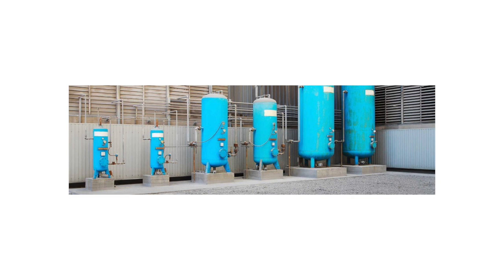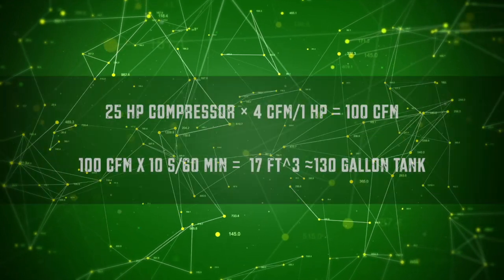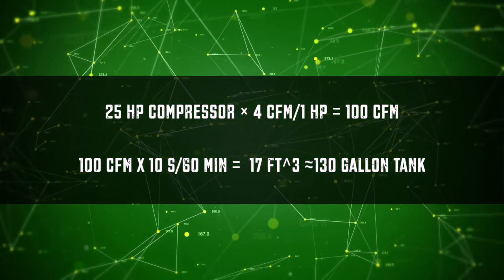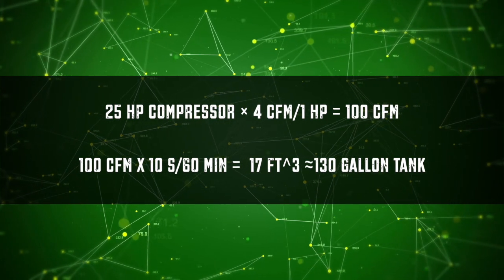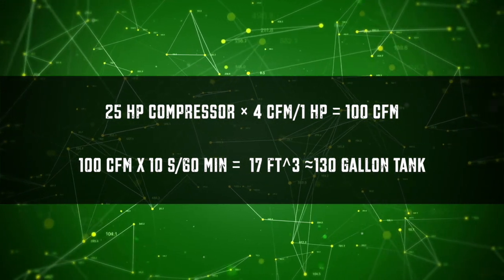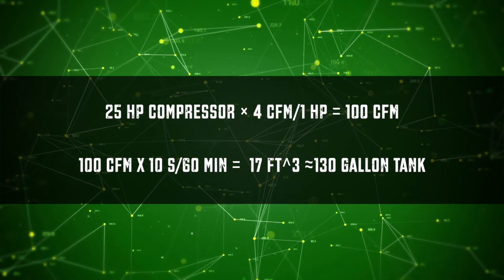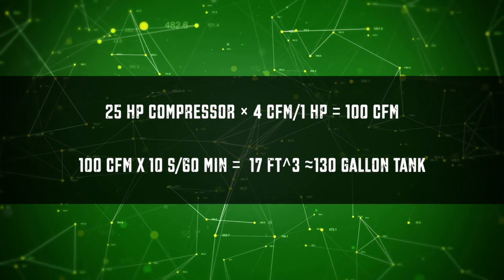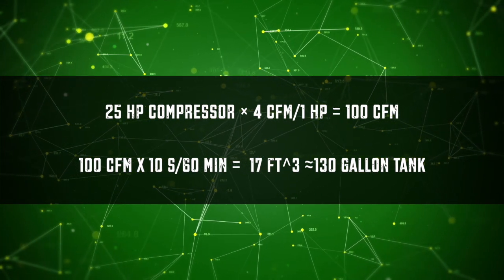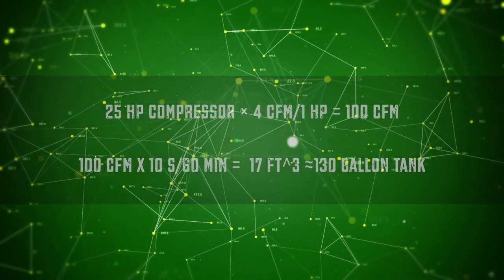Receiver tanks are generally sized to store 10 seconds of compressor capacity. So, for example, if you have a 25 horsepower compressor and use a rule of thumb that compressors produce about 4 CFM per horsepower, you're looking at 100 CFM of compressor capacity. If you then multiply by 10 divided by 60 and find out how many CFM you need for 10 seconds, you'll end up with 17 cubic feet, which amounts to a 130-gallon tank.